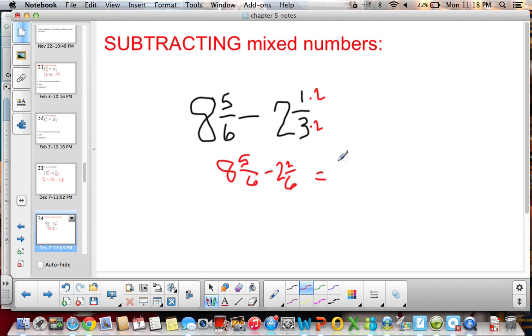So I have 8 minus 2 is 6. 5 minus 2 is 3, so 3/6. 6 and 3/6 equals 6 and 1/2.